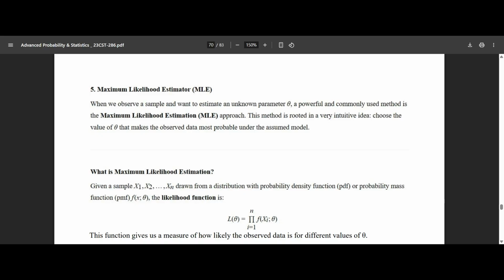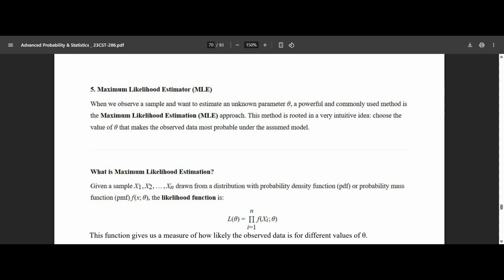Now, what is the maximum likelihood estimator? Okay. Maximum likelihood estimation approach. When we observe a sample and want to estimate an unknown parameter theta, a powerful and commonly used method is MLE, or maximum likelihood estimation. This method is rooted in a very intuitive idea: choose the value of theta that makes the observed data most probable under the assumed model.